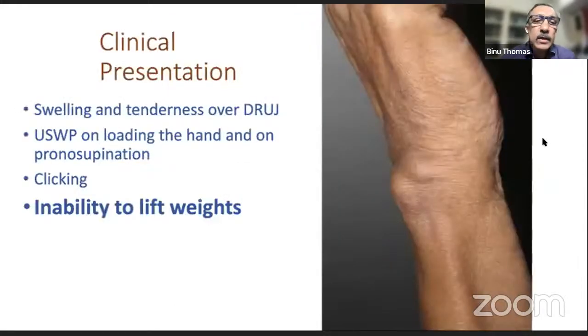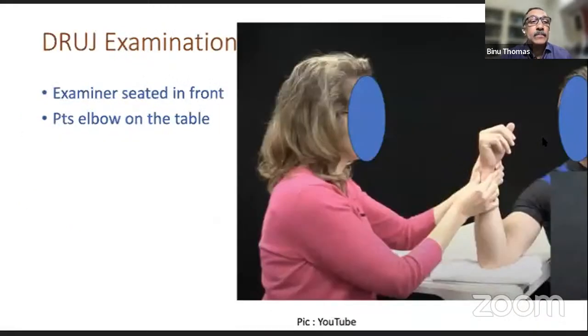How do distal radioulnar joint injuries present? This is not in an acute setting, but in a chronic injury, it presents as swelling and tenderness over the distal radioulnar joint. Ulnar-sided wrist pain, or USWP, as it is commonly called in hand surgery parlance, occurs on loading the hand and on pronation and supination. That's the hallmark. Again, you may get clicking, and classically there will be inability to lift weights.